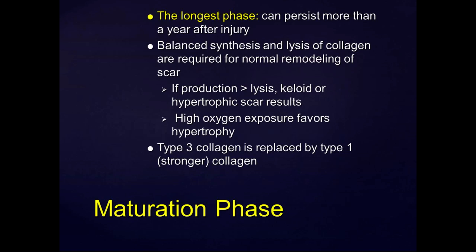Sometimes if you're in a condition of high oxygen exposure, it favors collagen production over lysis, and so it favors hypertrophy of scars over smaller scars. As the scar matures, the type 3 collagen, which is the weaker type, is replaced by type 1 stronger collagen.